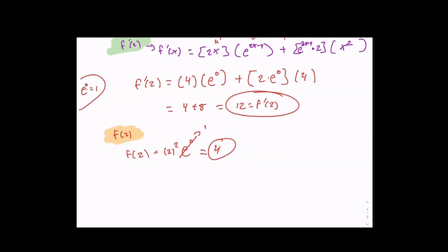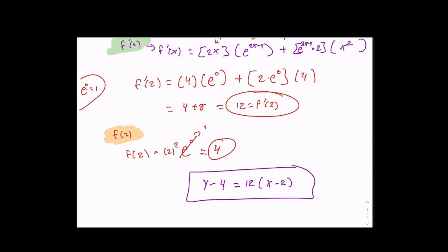So what's my answer? Still haven't answered the question now. Still got no credit. Do you have to plug it into the equation? Yeah. So what is it? y minus 4 equals 12 times parentheses x minus 2. And I'm done.